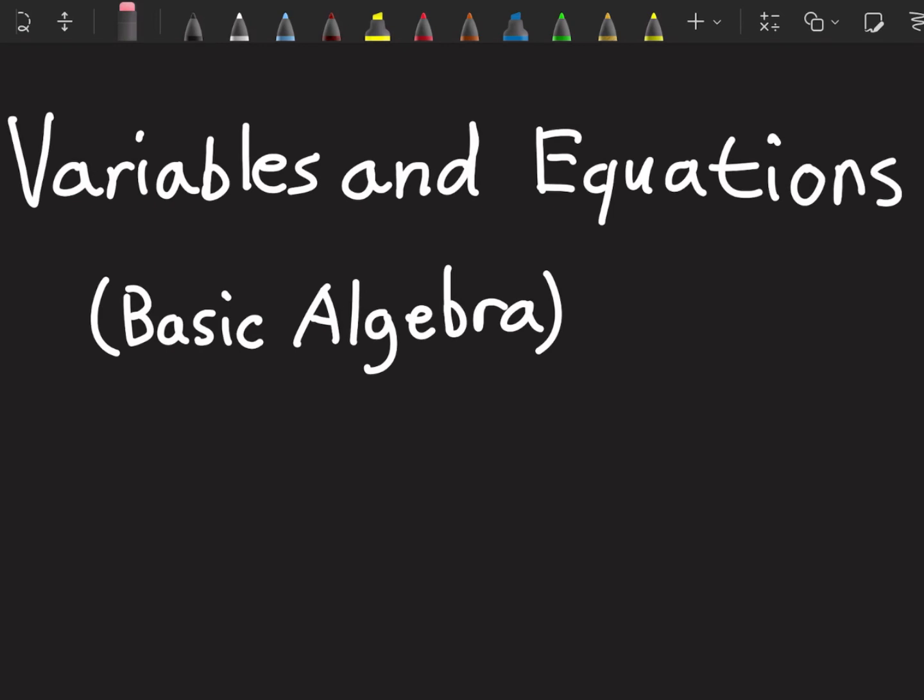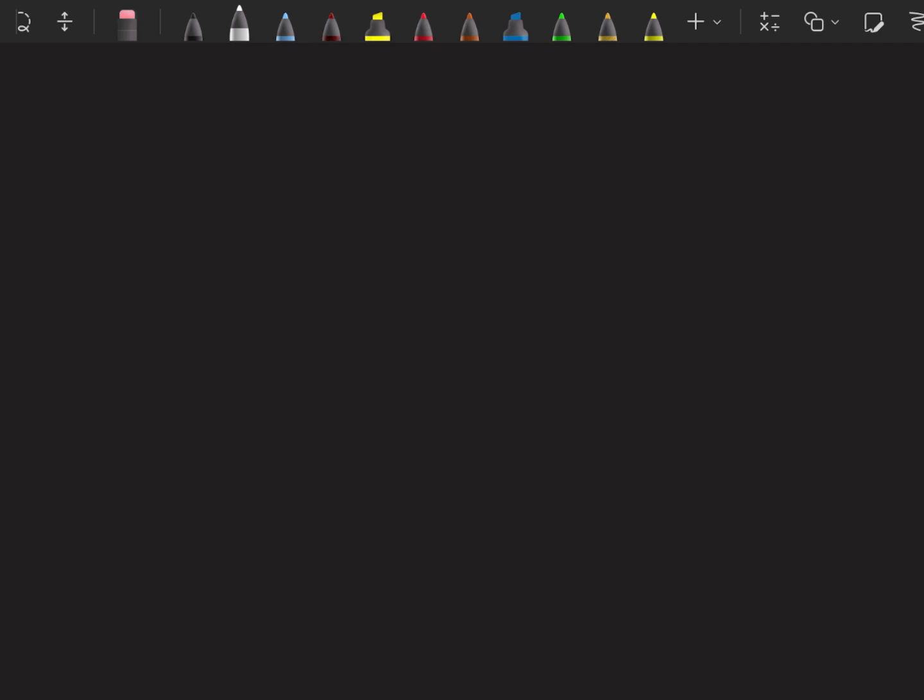What's poppin' here? In today's video, we're going to be talking about variables and equations, and at the end, I'll tell you guys what they have to do with each other. So let's start with a relatively simple question. What's 3 plus 4? Well, we obviously know that 3 plus 4 is 7.